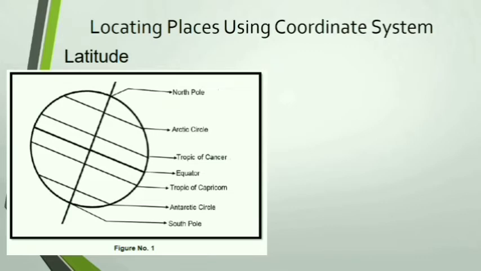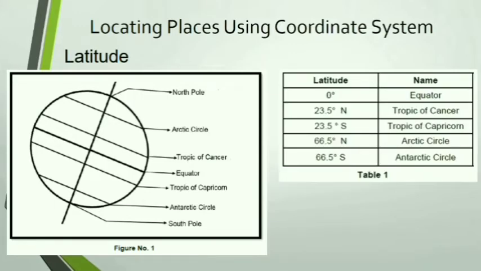Since the Earth is a sphere, the distance between any place on a globe is measured in degrees. The equator is the starting line or the reference point in measuring the latitude. That is why it's measured 0 degrees. So the equator divides the Earth into two hemispheres. Above the equator is the northern hemisphere, and below the equator is the southern hemisphere.